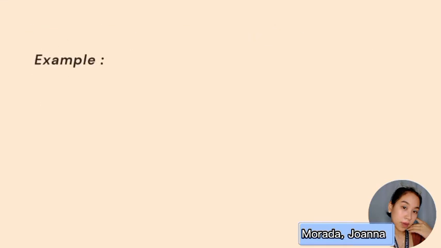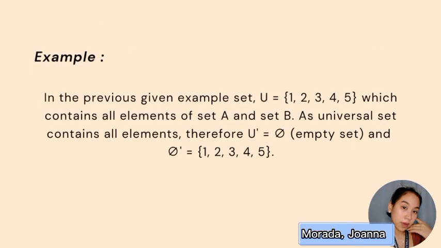In the above given example, set U, the universal set, is equal to 1, 2, 3, 4, 5, which contains all elements of set A and set B. As the universal set contains all elements, the complement of the universal set is the empty set, and the complement of the empty set is 1, 2, 3, 4, and 5.